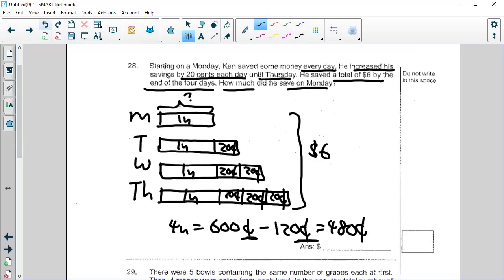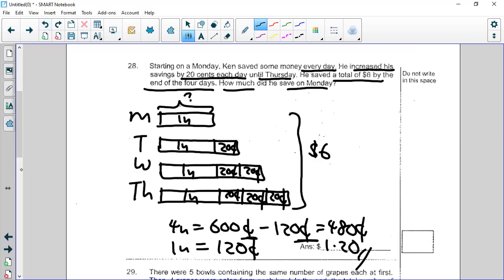Then you can find 1 unit. You take 480 cents, divide by 4, that will be 120 cents, and then change it back to $1.20, which is Monday. Okay, understand? Clear? Any question? No question, I know, very quiet. Okay, clear, nobody has questions.